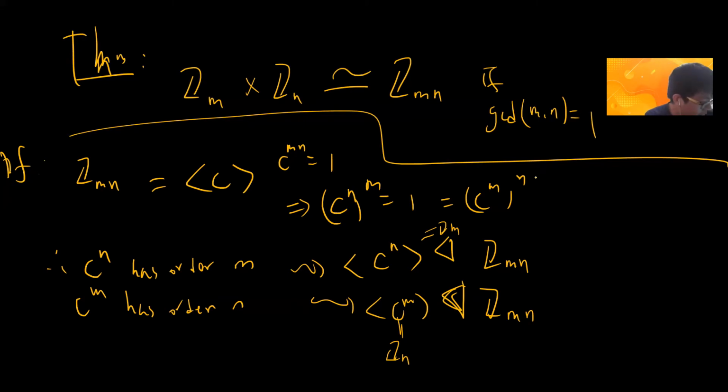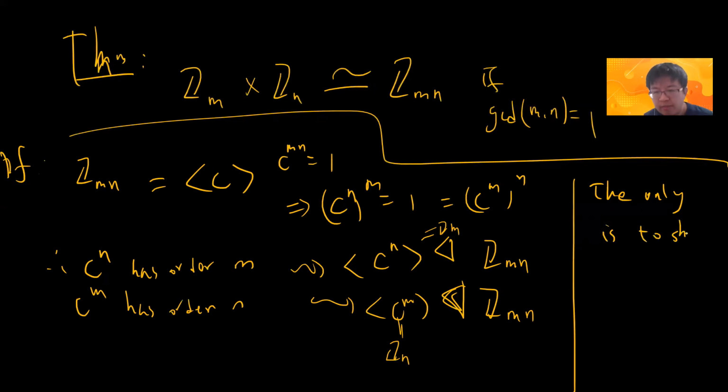Okay, so now it seems like it already satisfies the normal condition and satisfies that the intersection is the identity, right? So the only remaining thing to show is what? Show that their product is the whole group.